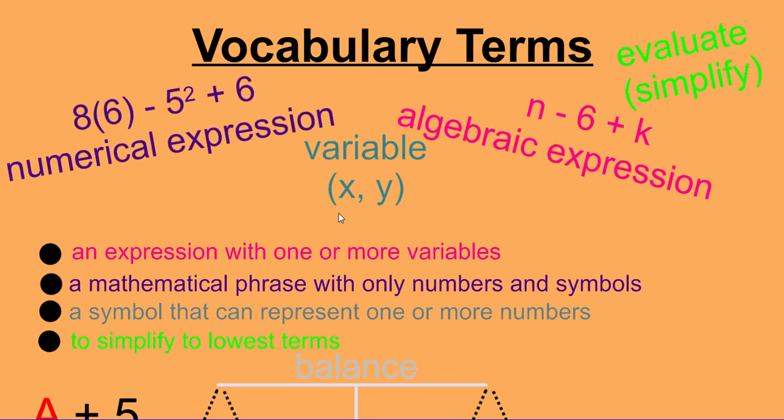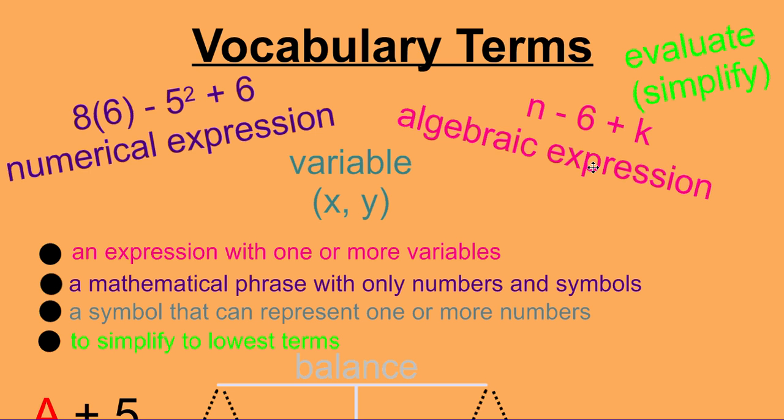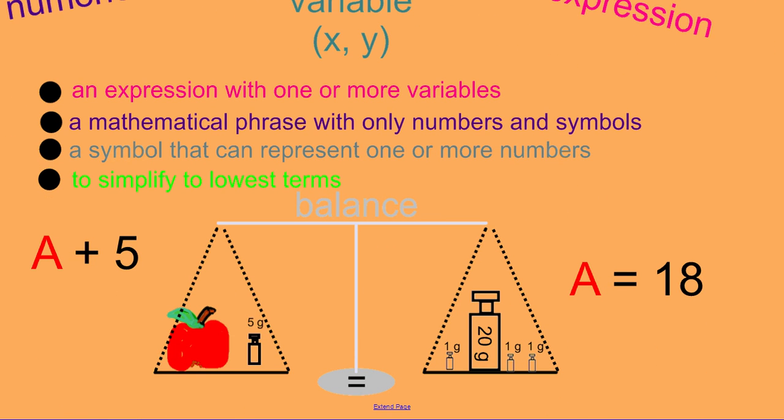Okay, and we're going to talk a little bit about the difference between an expression and an equation as well. But next we have a variable, and a variable is a symbol that can represent one or more numbers. Usually it's a letter like X or Y, but it could really be anything. It could be a picture if you wanted it to be. In math, it's usually a letter like X or Y. And finally, we have to evaluate, and this is basically just to simplify something to lowest terms or to solve something. Let's take a look at this.